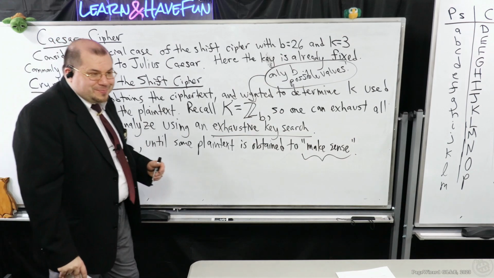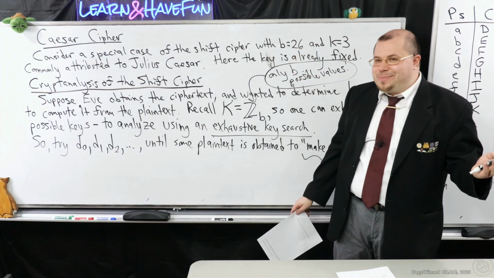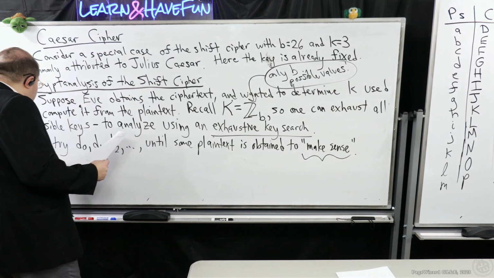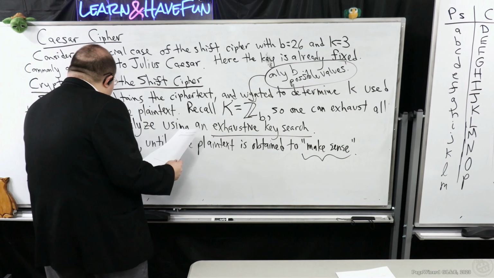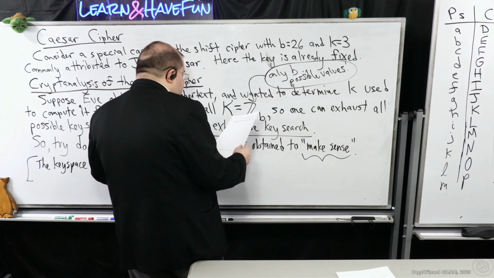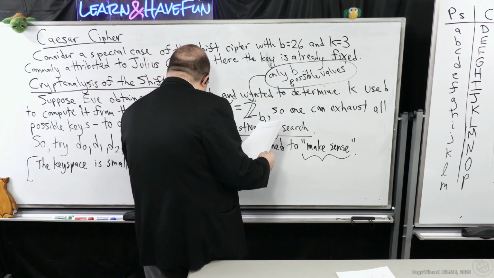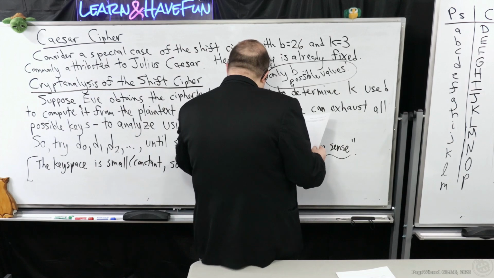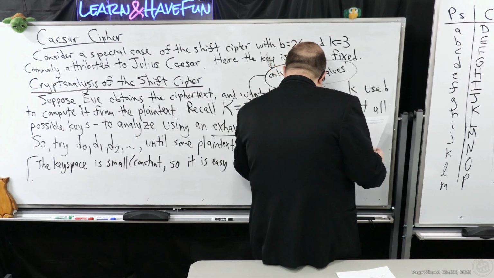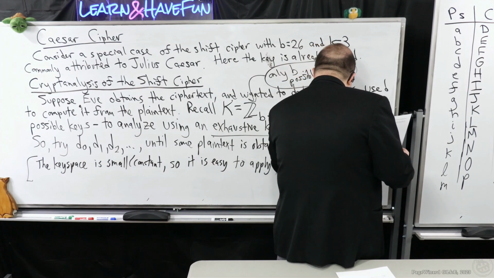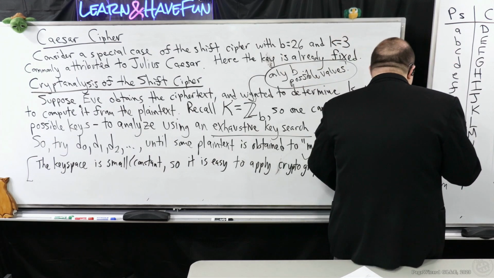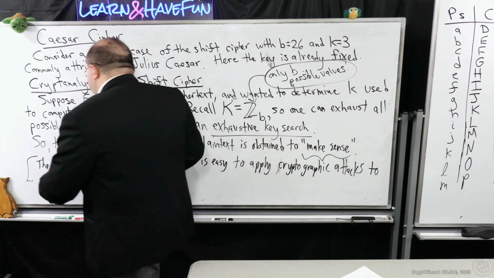And I must stress, remember, B is a constant, right? And normally you wouldn't have this thing being too big. The point here is that the key space is small or constant. So it is easy to apply cryptographic attacks, such as in this case, we use the exhaustive key search to determine the plain text.